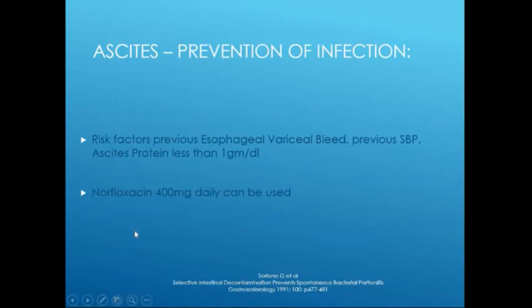Now, the other thing in ascites, a lot of reasons people die from ascites is because of infection in the ascitic fluid. There are certain risk factors for infection, and that would include a previous esophageal variceal bleed, previous episode of SBP, and as I said before, an ascites protein less than 1 gram per deciliter. These patients ought to be prophylaxed with norfloxacin.